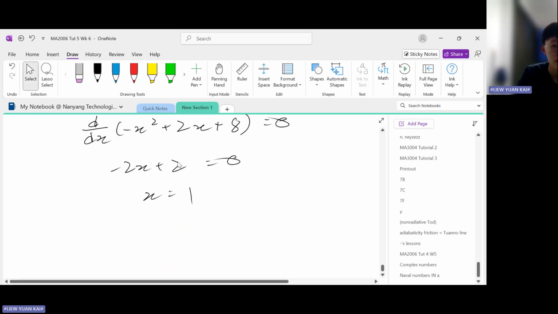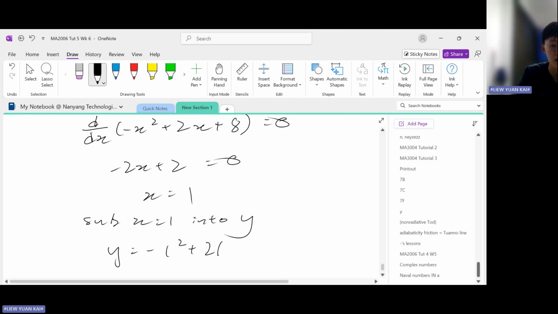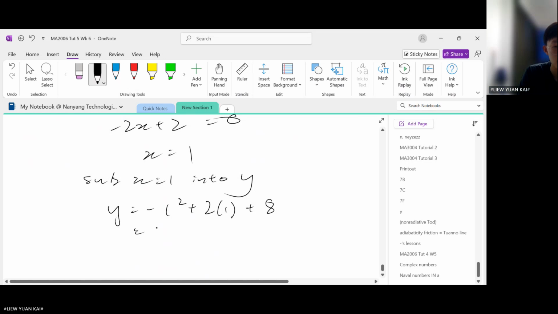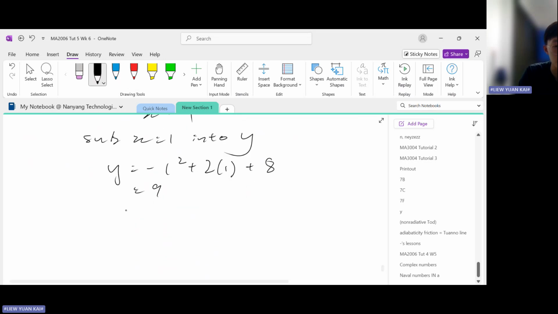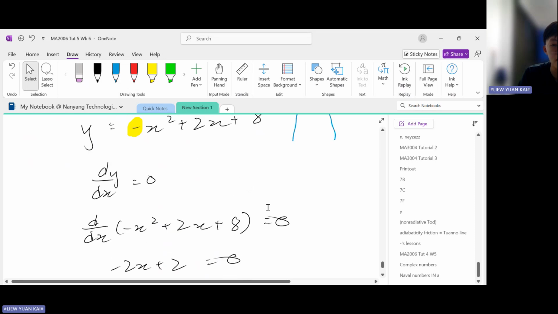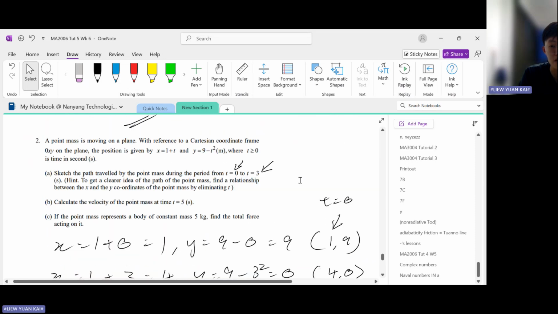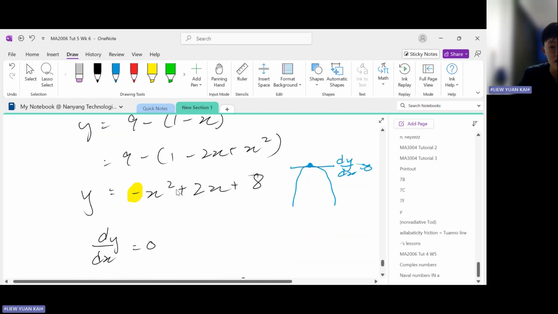So substitute x equals 1 into y. y equals minus 1 squared plus 2 times 1 plus 8. Then this will give you 9. So you see, the peak occurs at the coordinate (1, 9), which just so happens to be the coordinate of the point at time equals 0. See, (1, 9). Also (1, 9).